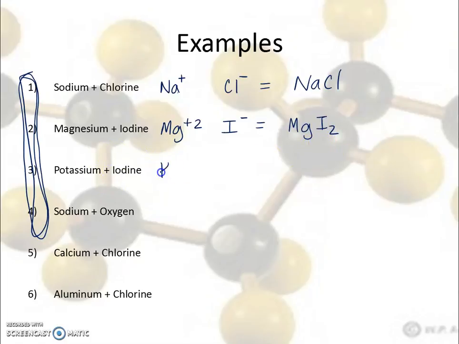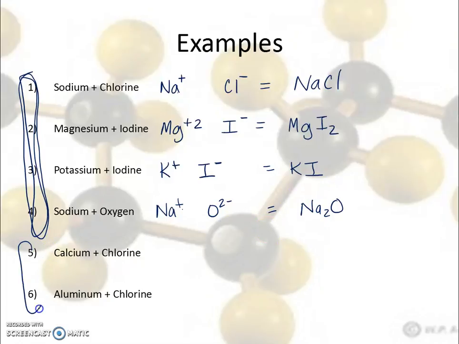Potassium is in group 1, so it has a positive 1 charge. Iodine is group 17. It has a negative 1 charge. We put those together. We need a 1-to-1 ratio because there's a 1-to-1 charge, and so we would end up with KI. And then sodium is Na with a positive 1 charge because it's in group 1, and oxygen is O with a negative 2 because it's in group 16. We need 2 sodiums to cancel out 1 oxygen, so we would end up with Na2O. Go ahead and try 5 and 6 and see how you do, and we'll check them when you come to class.